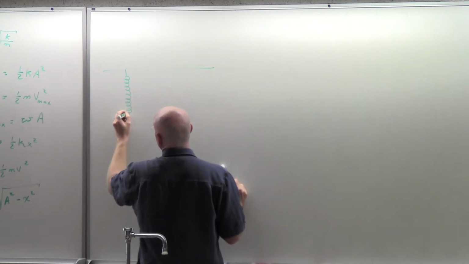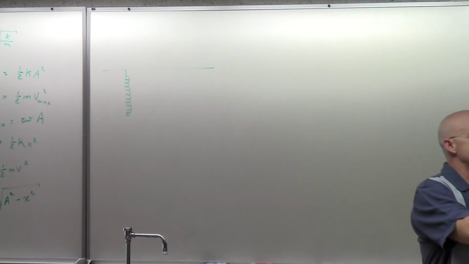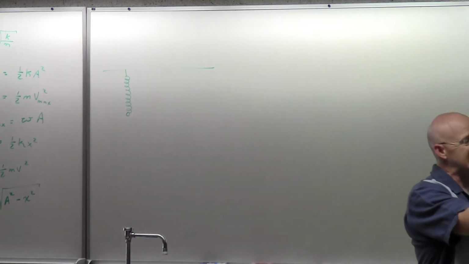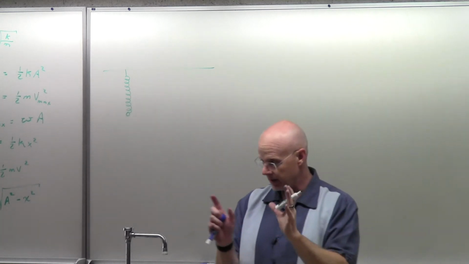I'll start with a spring at its natural length. So here's a spring starting with its natural length. You might say it's extended a little bit because the spring has mass, but let's just say the spring has no mass here to begin with.